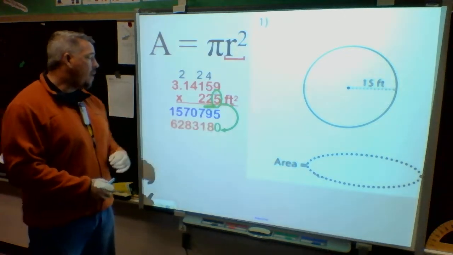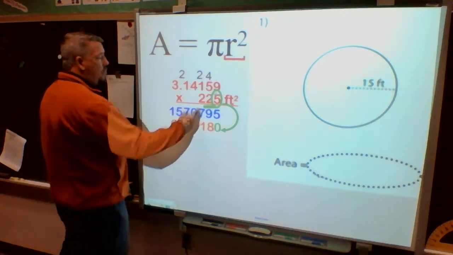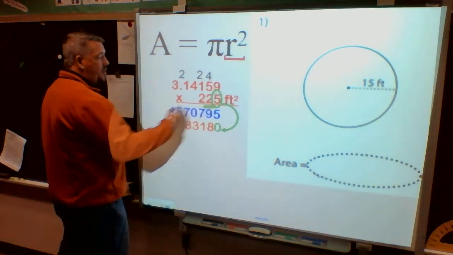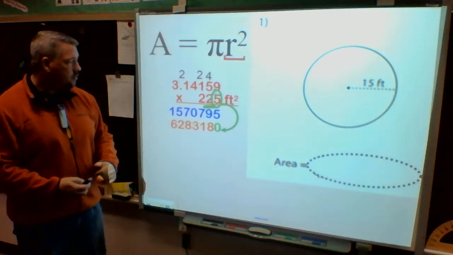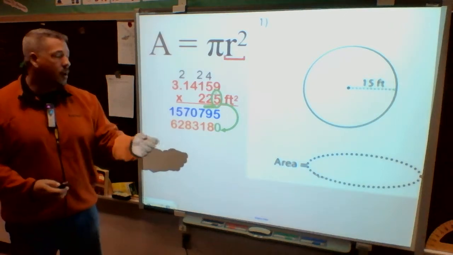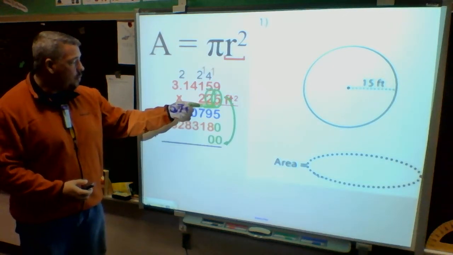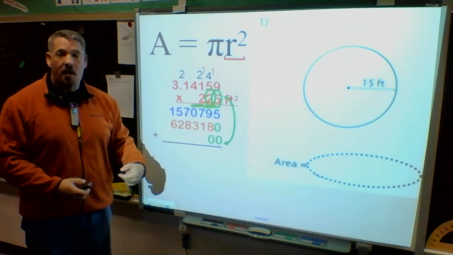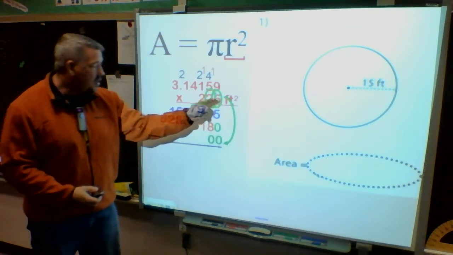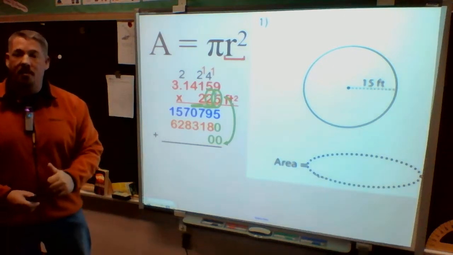So I then multiply by my 2. When I multiply 3.14159 by 2, it gives me 628318. Then I have another 2, don't I? So I have to go to my third number. It tells me to bring down now, I have 2 positions behind it, so I have to bring down 2 zeros to hold those place values.